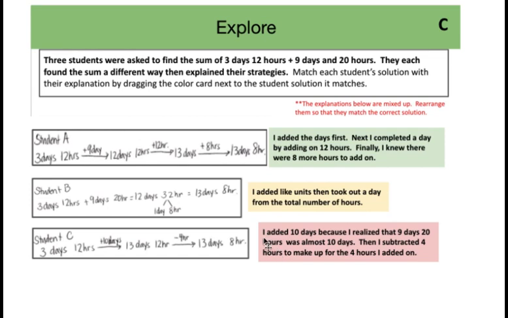Let's see if this explanation matches up. I added 10 days, yep, because I realized that 9 days, 20 hours was almost 10 days. Then I subtracted 4 hours to make up for the 4 hours I added on. So here you see 3 different ways that students found that same answer of 13 days, 8 hours. It'd be interesting to see if you would find maybe a different way to add these two numbers up to get the 13 days, 8 hours.